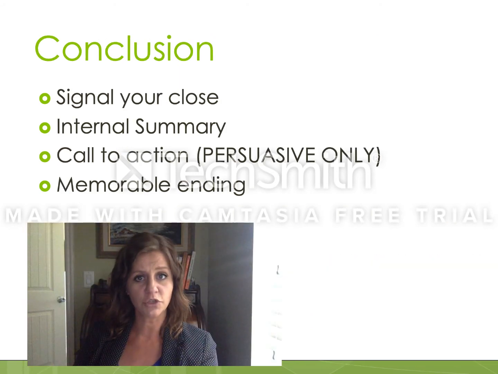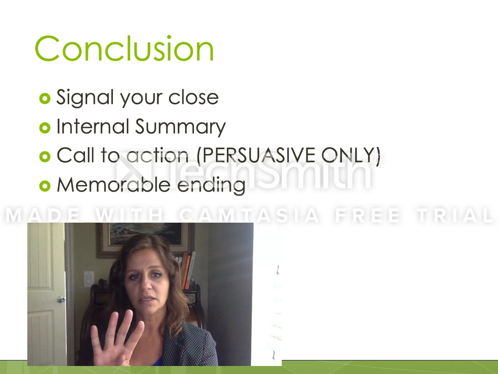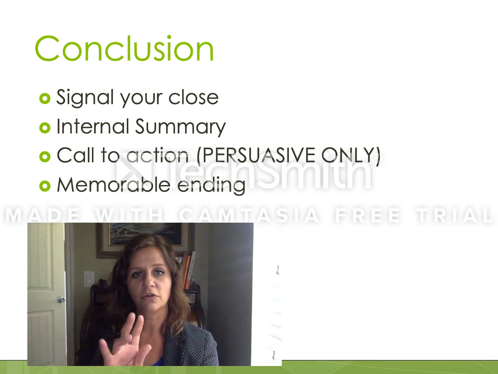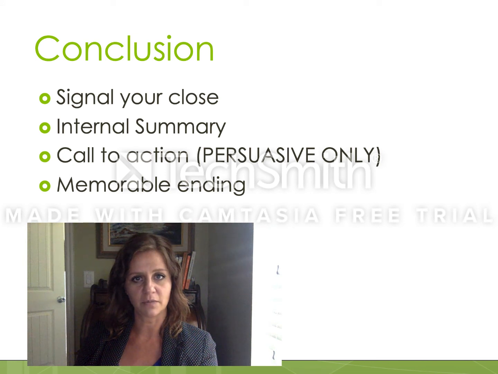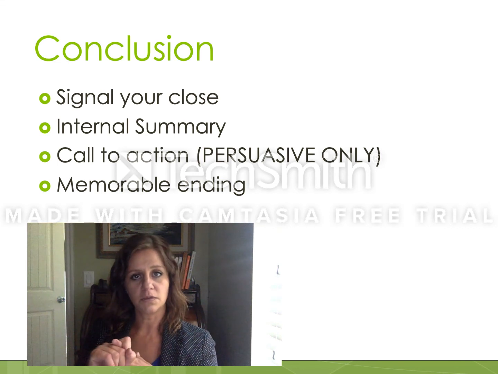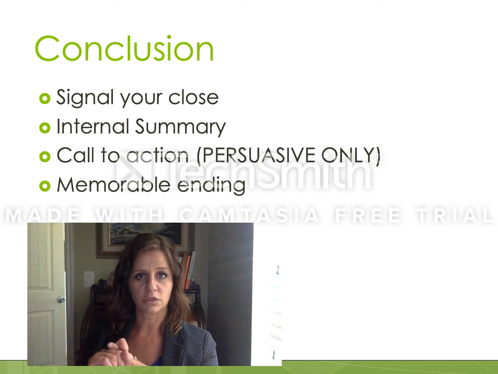For your conclusion, you'll need to do these following things. There are 4 items listed. The call to action, which is the third of the fourth, is only needed for persuasive speeches. So keep that in mind right from the start. For all informative speeches, you just do the 3. So you need a signal to close. These are words like in conclusion or to summarize. You need an internal summary, which I had explained previously. So this would be my internal preview in past tense.